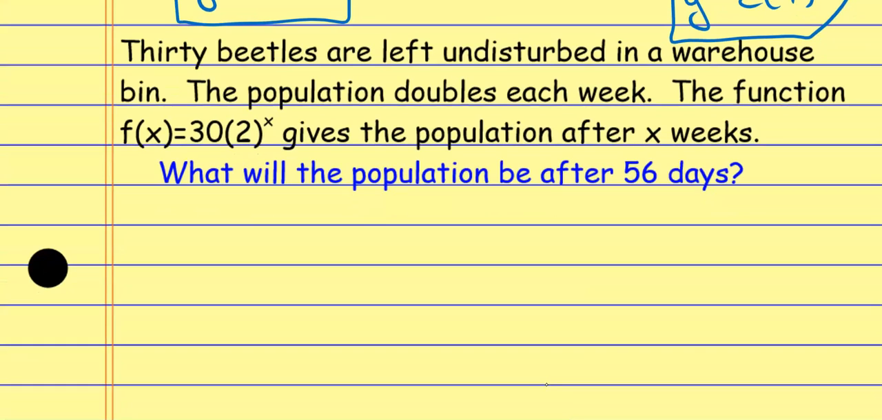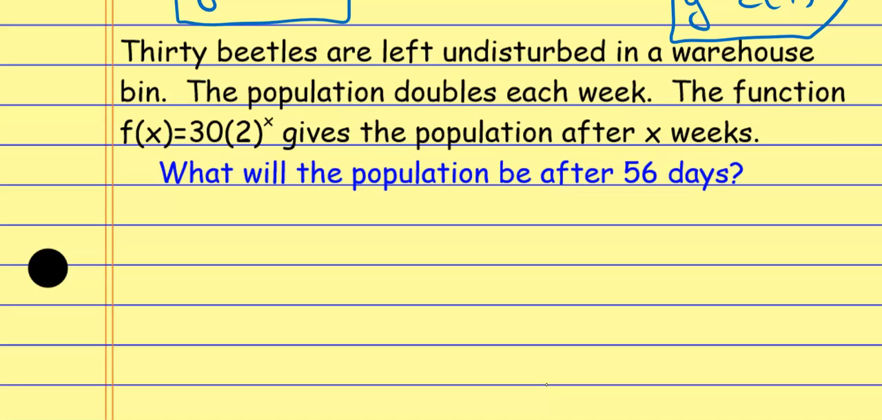If I look at something like this guy, it says 30 beetles are left undisturbed in a warehouse bin. The population doubles each week. The function f of x equals 30 times 2 to the x gives the population after x weeks. And really, what's interesting about this is right now I'm giving you this equation. Well, it would be just as easy for me to ask you to come up with this equation.